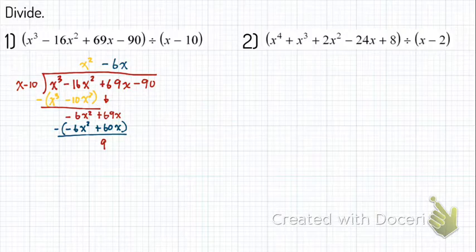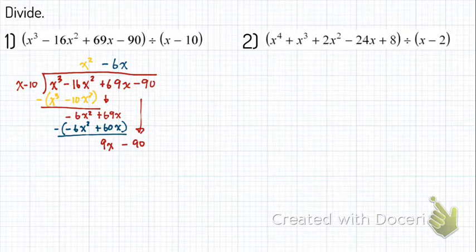So I have these two terms. When I subtract them, negative 6x squared minus itself, you see how it just kind of cancels out? The next one we got positive 69x minus positive 60x. That's going to be 9x. Then I got one more term, negative 90. Bring that down. We're doing this one more time now.